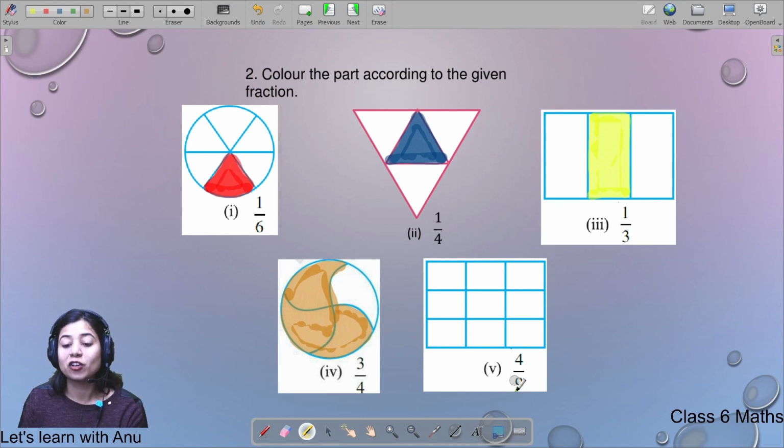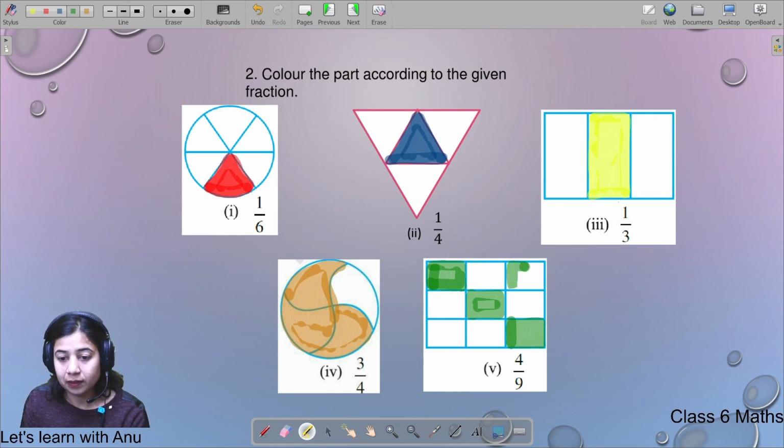Now fourth part is 4 by 9. So we have to shade 4 rectangles, right? So I'm choosing this one. Then I'm choosing the second one. Then this is the third rectangle. Fourth one we can choose any. Clear, everyone? So let's move ahead now.